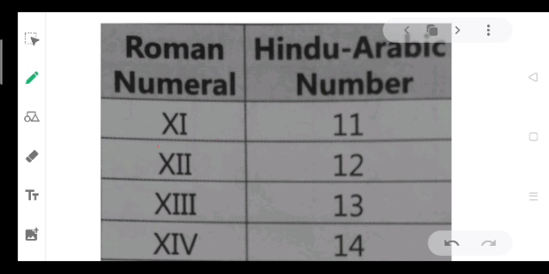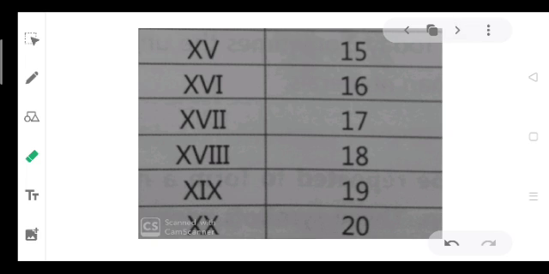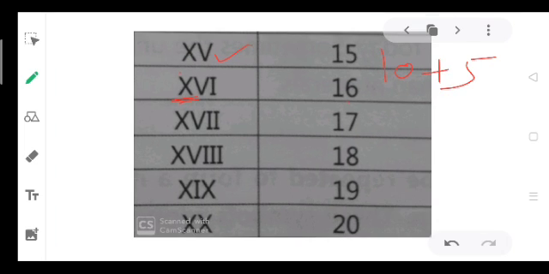11, 10 plus 1, so XI. 12, 10 plus 2, so firstly 10, X, and 2 times I. 13: X and 3 times I. 14: firstly write 15, 10 and 5, 15, and subtract 1, XIV, it is 14. 15: 10 plus 5, expanded form of 15 is 10 plus 5, so XV. 16: firstly write 15 by writing XV, then write I, XVI. 15 and 1, 16. 17 is XVII. Firstly 10, then 5, then 2.